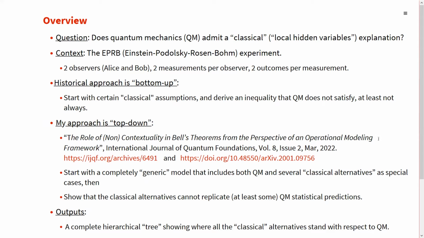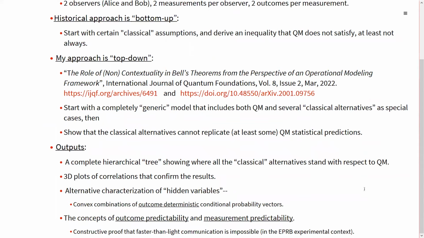I spent 4 years studying this and reading, and I wrote a paper which appeared in a journal in the archive. The links are there. You can read that if you're interested in more details. And what I do is start with a completely generic model that includes both quantum mechanics and several classical alternatives as special cases, and then show that the classical alternatives cannot replicate at least some QM statistical predictions. I also show a hierarchical tree where all the classical alternatives stand with respect to QM.